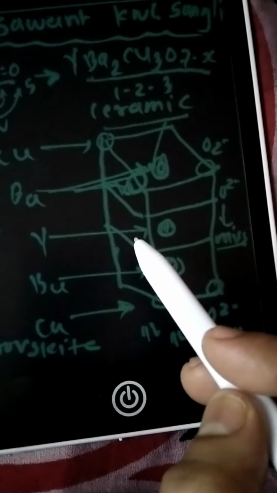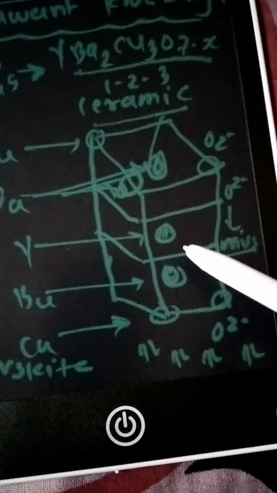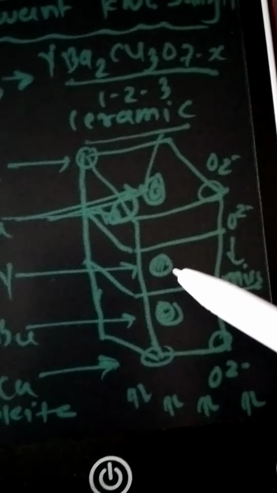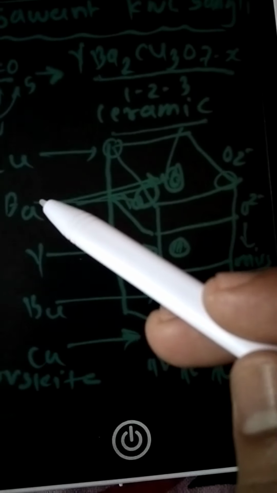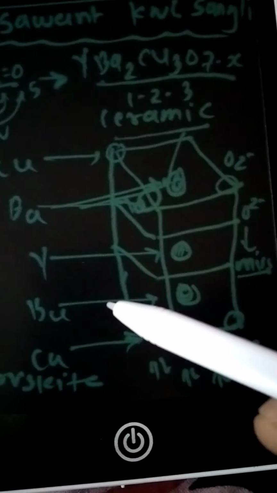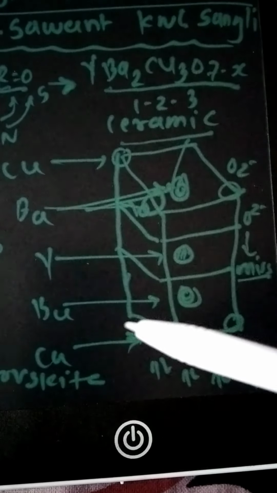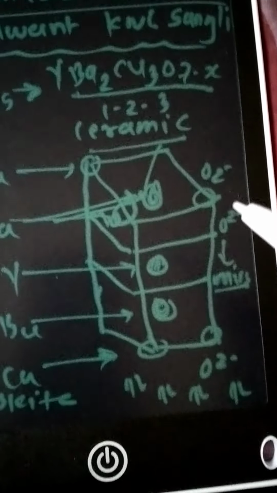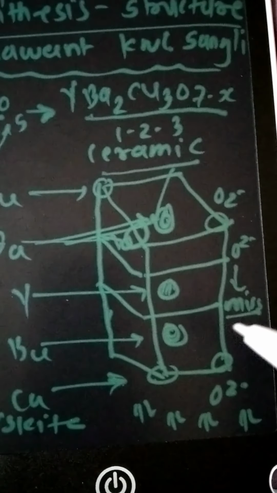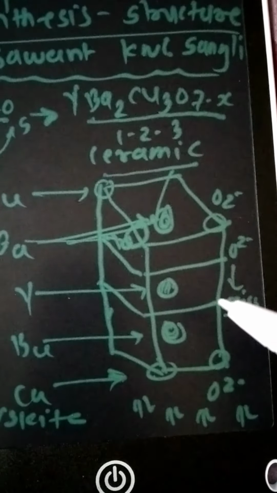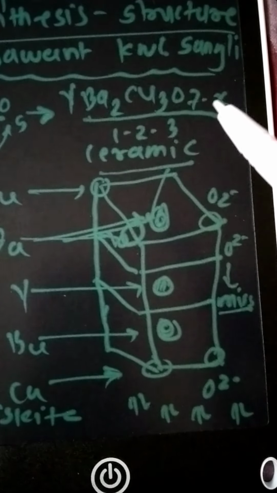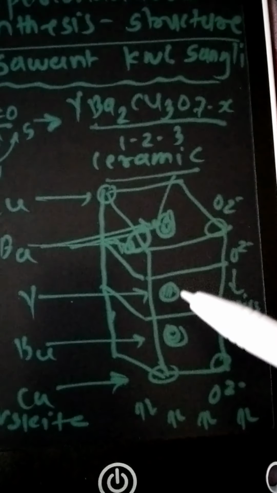It has a cubic closed packing unit cell. In the unit cell there are 3 one-by-one cubes as represented here. The middle cube consists of yttrium 3 plus. The top and bottom cubes consist of barium 2 plus. Copper 2 plus ions are present at some corners, and other corners are occupied by oxide ions. Some oxide ions are missing from the unit cell of the crystal, so that is represented with the number 7-x per unit cell.